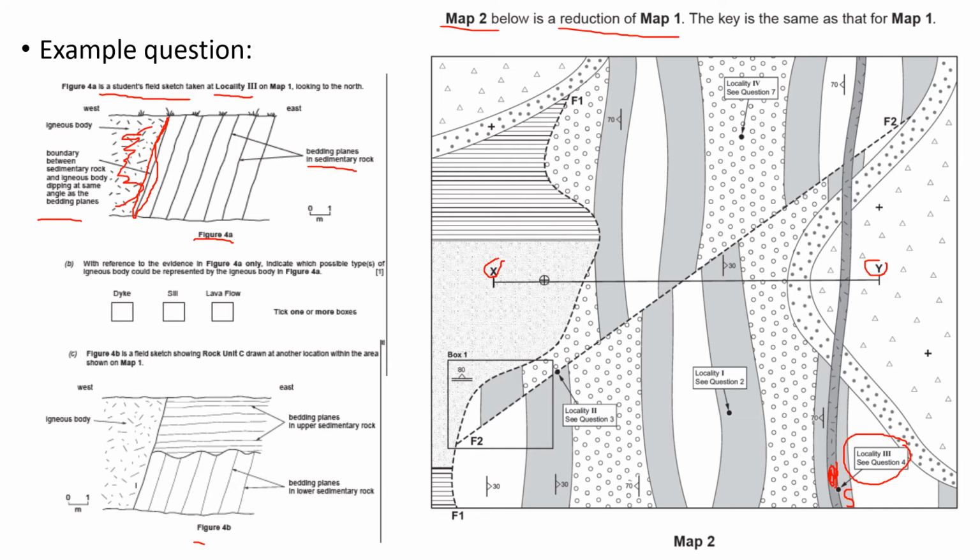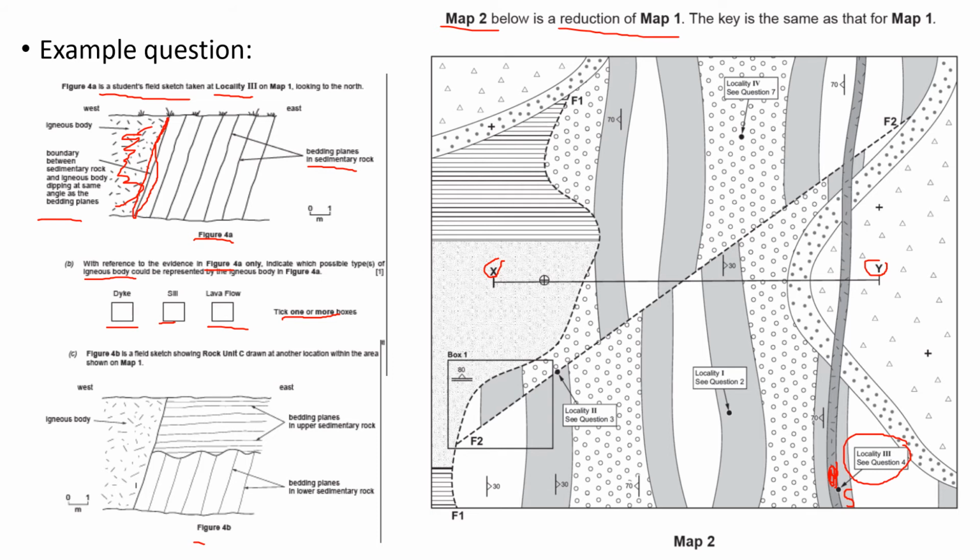With reference to figure 4a, it says the igneous body could be represented by figure 4a. I'm hoping that you can think about this and identify whether you think it is a dike, a sill, or a lava flow. You can tick one or more boxes, but remind yourself of what they are and what they mean, and have a go, and then have a look at the mark scheme and see if you were right.